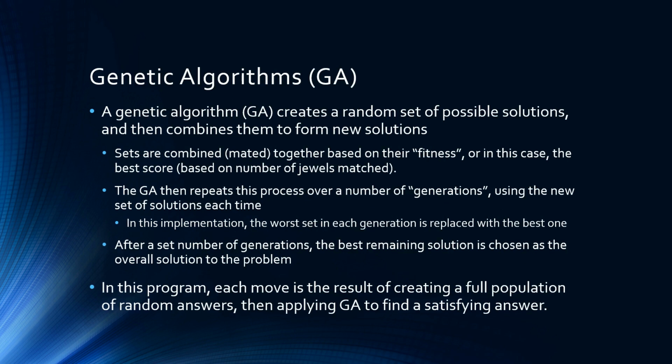So what is a genetic algorithm? A genetic algorithm creates a random set of possible solutions, a population of sets, and then combines them to form new solutions. Those sets are sorted by their fitness, so how good each one of those possible moves is in this case, and then the best ones are mated together all the way down the line to the worst ones to try to find new possible solutions. However, the best solution is always retained in this particular implementation.